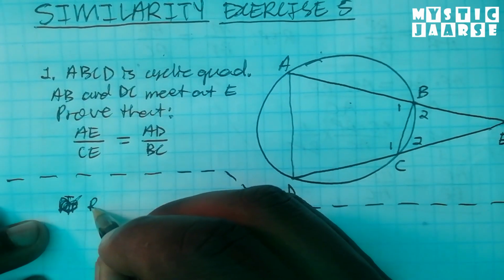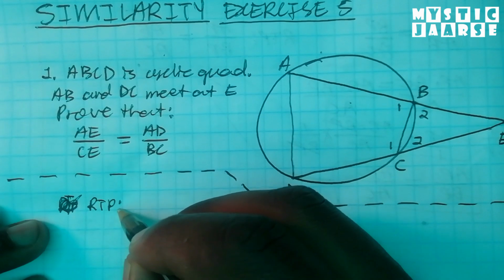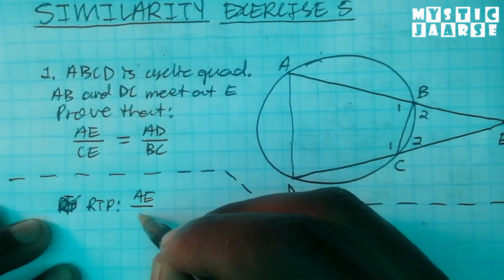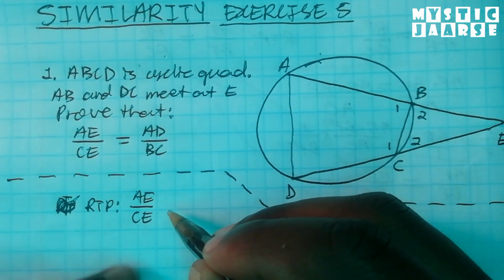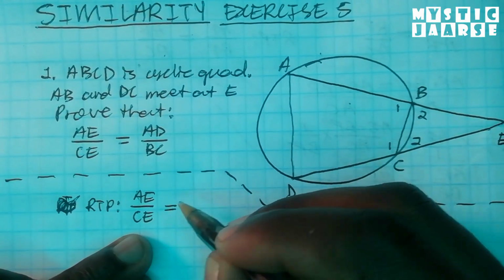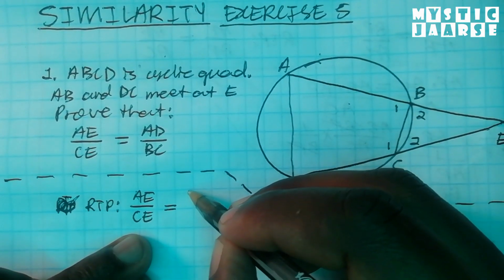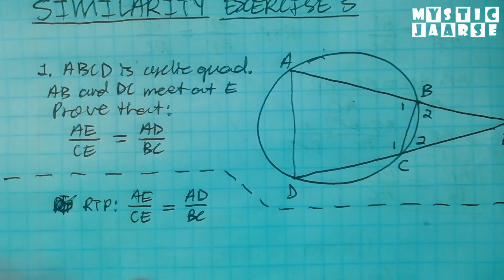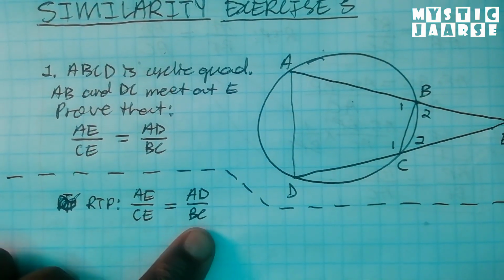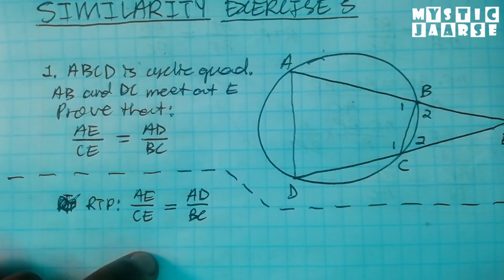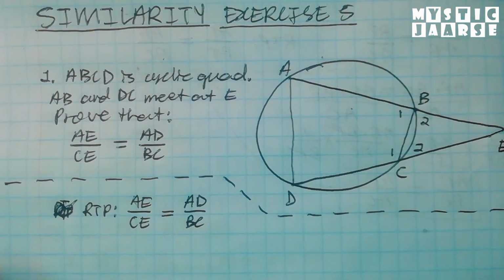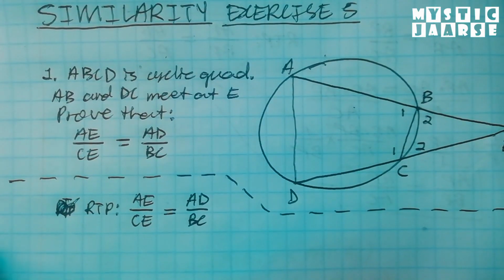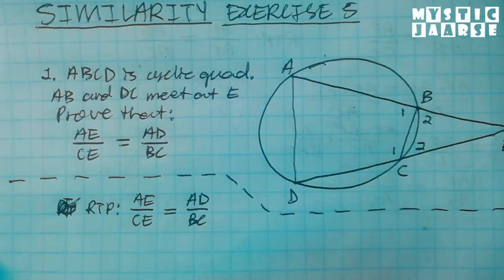We are required to prove that when you take length AE and divide it by length CE, you get a ratio that is equal to the ratio that you will get if you divide side AD by side BC. But we don't know the triangles of these sides, and we don't know their corresponding angles. So from this, we need to figure out which of those triangles they are referring to.